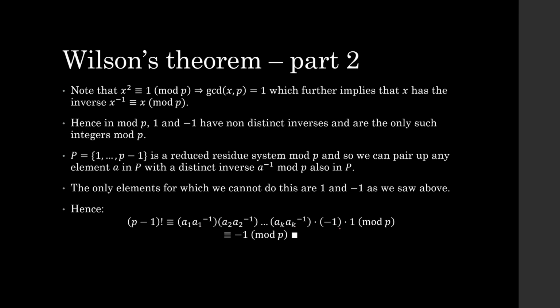And so, in this case, I've got all this times minus 1 times 1, because these guys can't be paired up. But all those pairs go to 1. So this goes to 1, this goes to 1, and so on. And so in the end, I'm only left with minus 1 times 1, which is congruent to minus 1 mod p. And so that's exactly what we wanted to prove, that p minus 1 factorial is congruent to p minus 1, which is congruent to minus 1 mod p, which is the same as p minus 1, I guess.